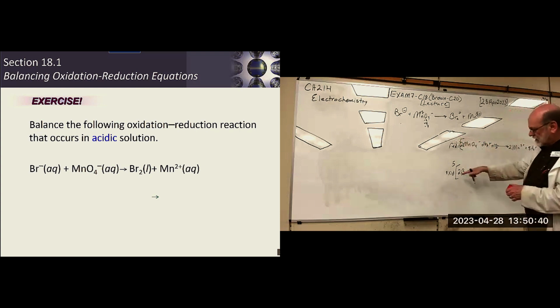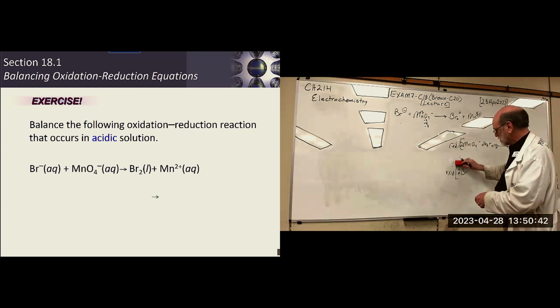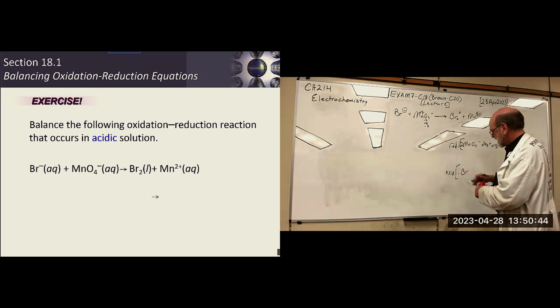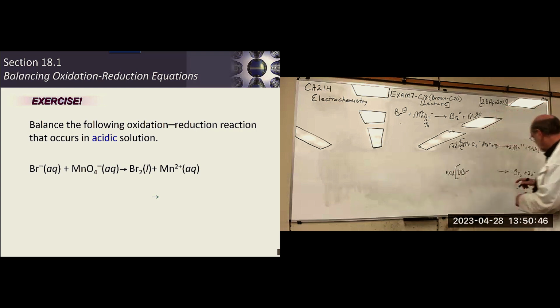How about down here? All right. That makes this one 10, 5 times this one, and 5 times this one. There we go. So now that 10 balances this 10. And we add the rest of them together.